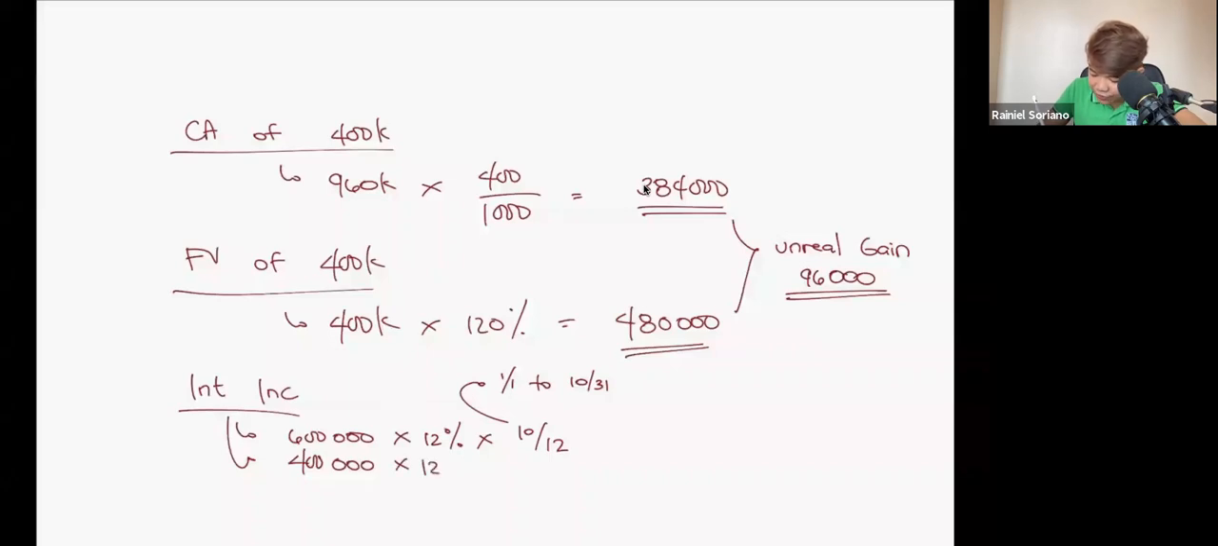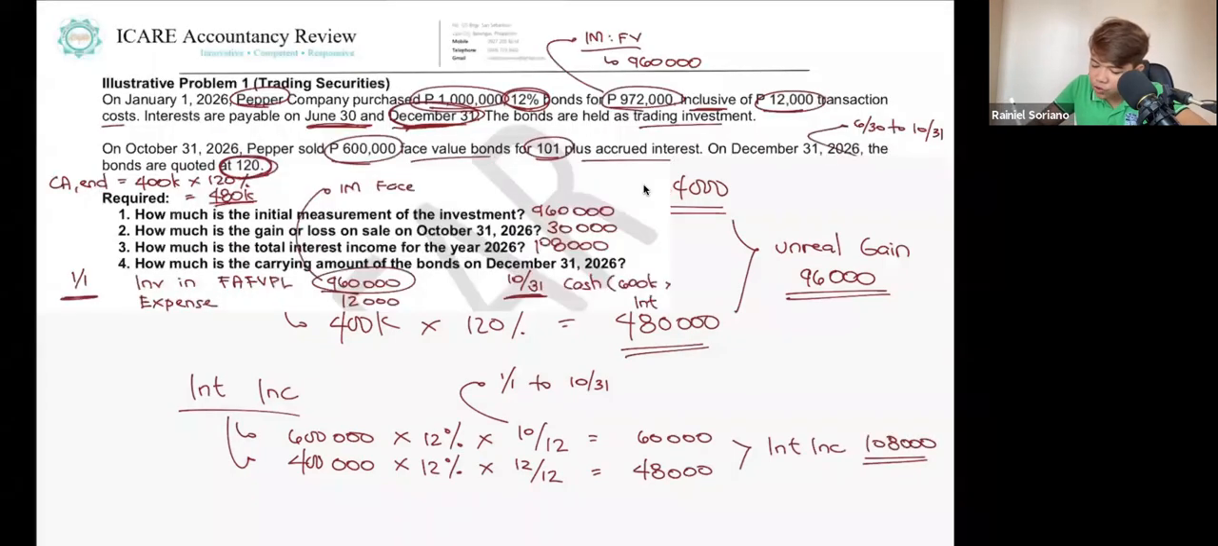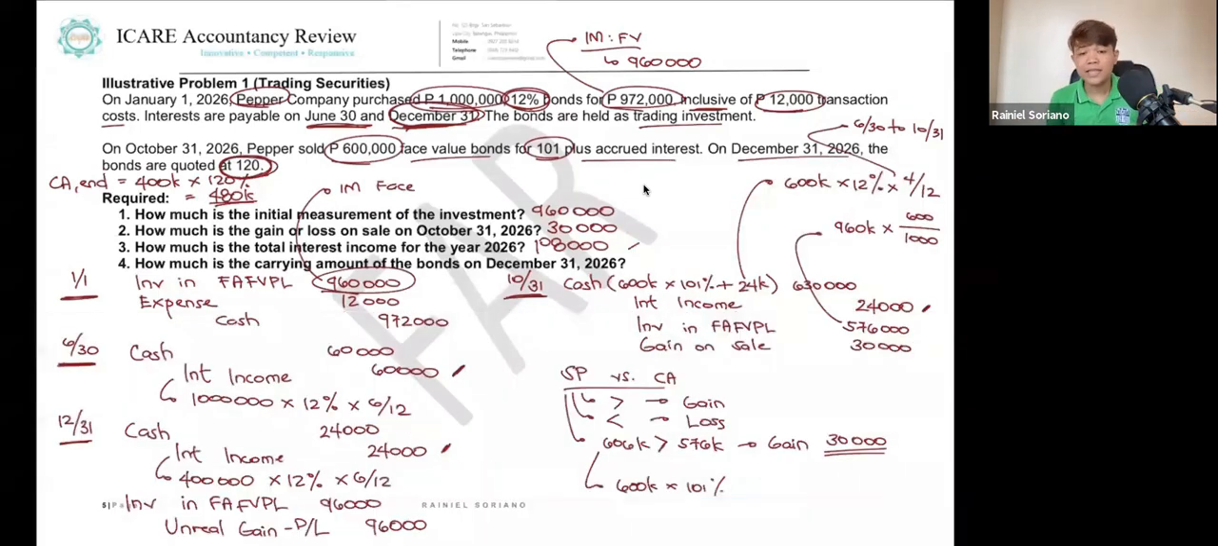On the other hand, the other 400,000 is outstanding all throughout the year. So times 12 over 12 yan. Okay? So 600,000 times 0.12 times 10 over 12, this is equal to 60,000 pesos. And 400,000 times 0.12 times 12 over 12, this is equal to 48,000 pesos, and then the total interest income for the year will now be equal to 108,000 pesos. So pareho lang no dun sa na-compute nating interest income dito.